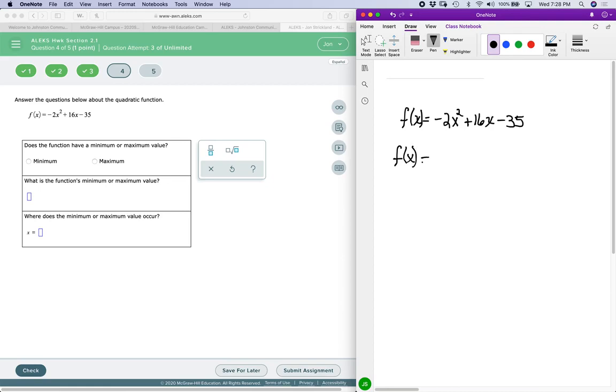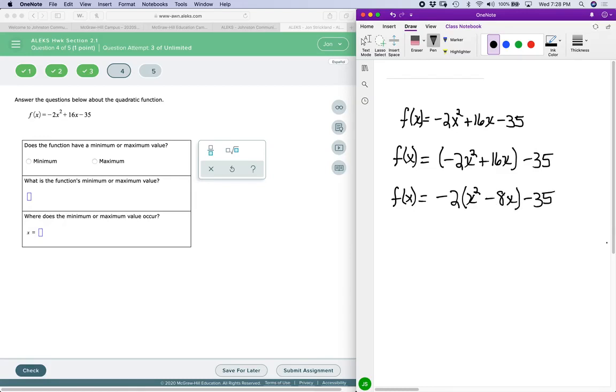So, starting out, if I separate the variable terms apart from the constant, I have the quantity of negative 2x squared plus 16x, followed by the subtraction of 35. And in the parentheses, I want the first term to be x squared. So I'm going to go ahead and factor out the negative 2. Negative 2 into negative 2x squared is x squared. Negative 2 into 16x is going to be minus 8x.